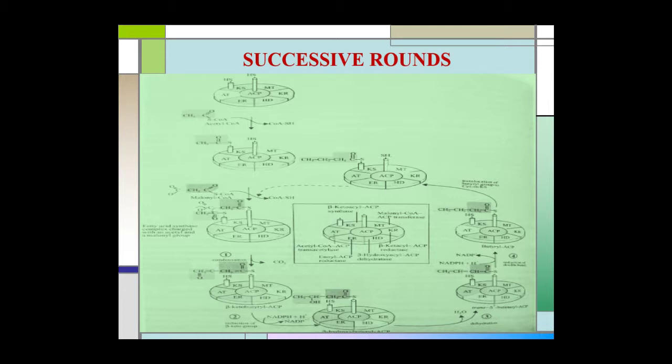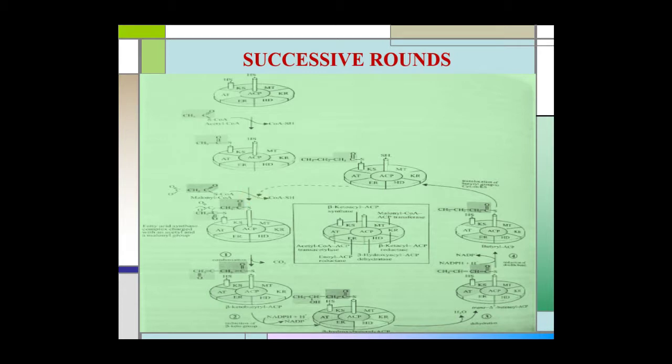Successive rounds. During the second round of elongation, the butyryl group is now transferred from the phosphopantetheine SH group of ACP to the cysteine SH group of the beta ketoacyl ACP synthase to start the next cycle of reaction that lengthens the chain by 2 more carbons. Another malonyl group is linked to the now vacant position of the phosphopantetheine SH group of the ACP.